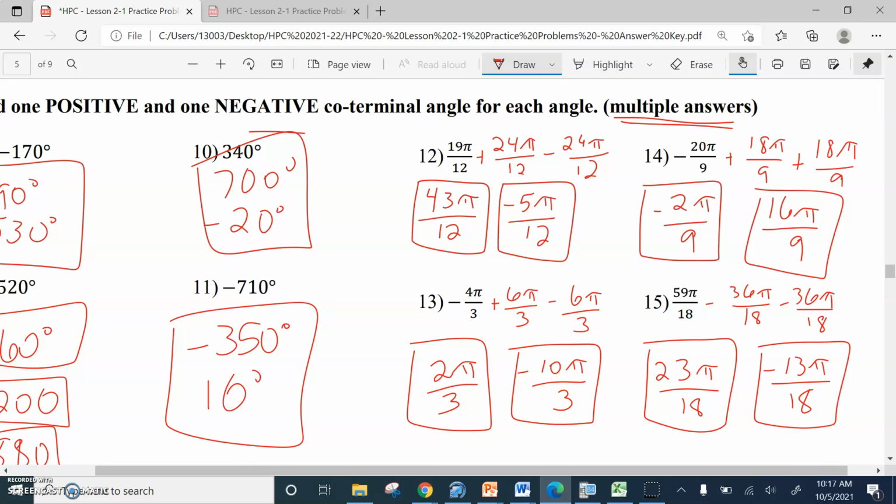Okay. Again, the whole idea is add and subtract 360 until you get an answer, or you add and subtract 2 pi, which will look different every time. It depends on your denominator, but if you double that denominator and write it, say, like in question 12, 24 pi over 12, or 6 pi over 3, until you get a positive and a negative. So there it is. That's the next set, 8 through 15, and we'll have one more video on the last set of problems.